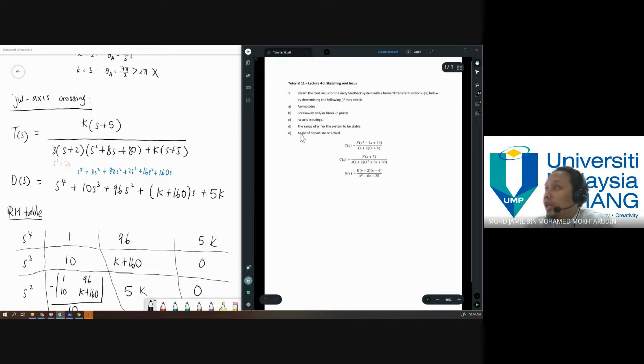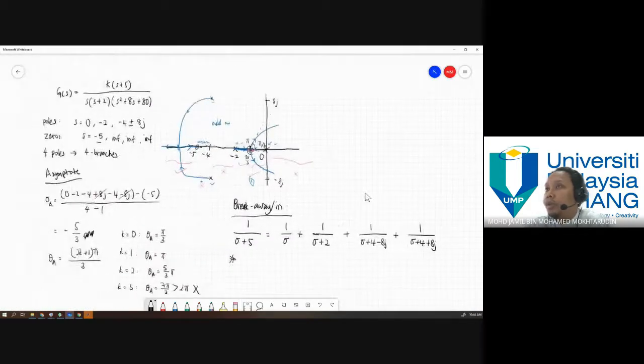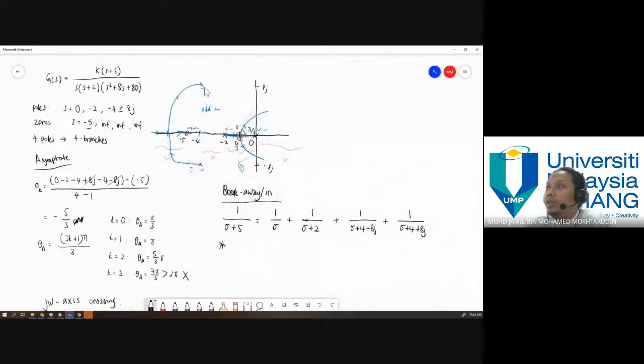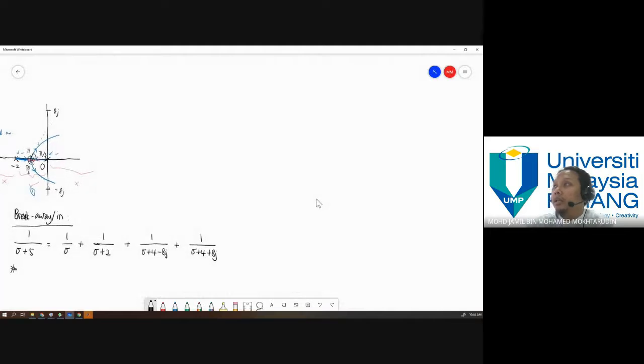And then we have also angle of departure or arrival. So let's look at our poles and zeros. So here we have complex poles. Okay, so complex poles, meaning that you have angle of departure. Okay, so if you have complex zeros, meaning that you have angle of arrival. So here we have angle of departure. So let's calculate the angle of departure.